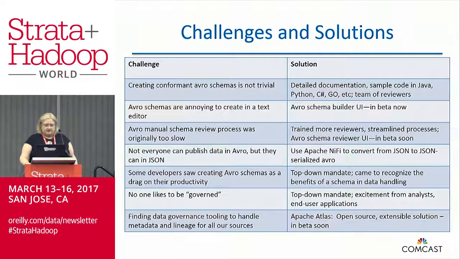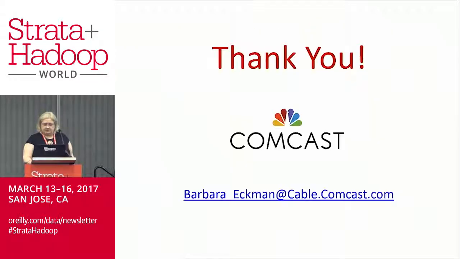And finally, this is a little beyond Avro, but finding data governance tooling to handle the metadata and lineage for all our sources, which are pretty heterogeneous and are going to get more so. We spent about 4 months looking at everything and finally went with Apache Atlas, which is open source. It's extensible. So a lot of those things you saw, like S3 pseudo directories, that does not come with it. We extended Atlas to do that. It was very easy. And we're going to make this available to all our Comcast friends very soon. So I guess that's the end. Thank you very much for listening.